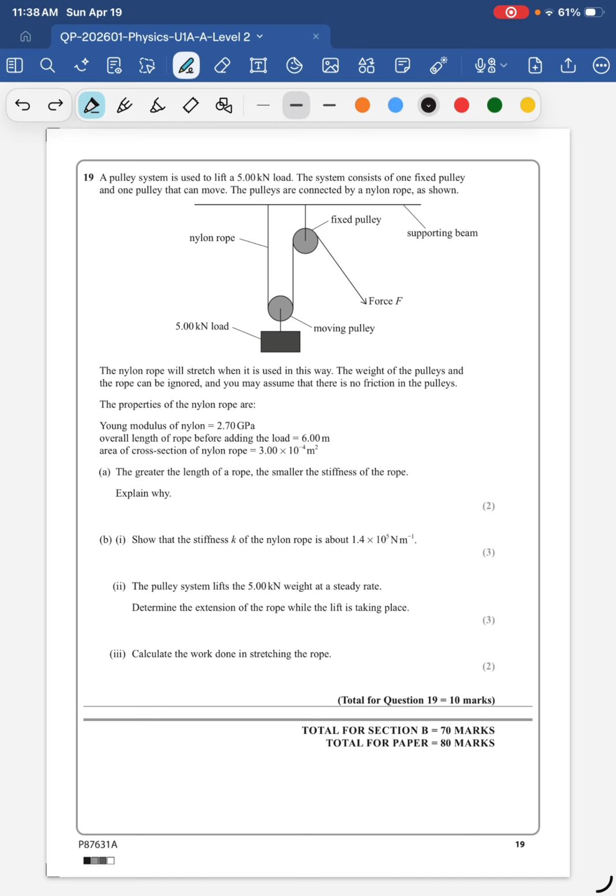The nylon rope will stretch when it is used in this way. The weight of the pulleys and the rope can be ignored, and you may assume that there is no friction in the pulleys. The properties of the nylon rope are: Young modulus is 2.7 gigapascals, length before adding load is 6 meters, and the cross-sectional area is 3 times 10 to the negative 4 meters squared. Part A: the greater the length of a rope, the smaller the stiffness of the rope. Explain why.